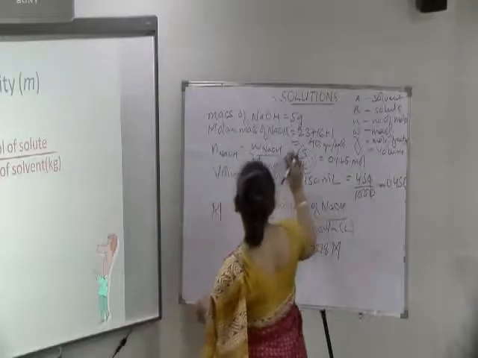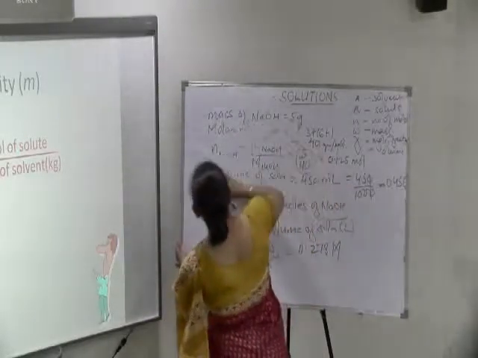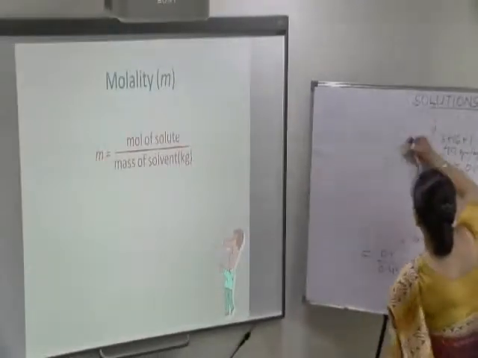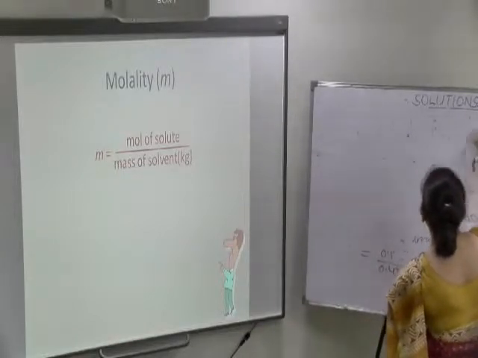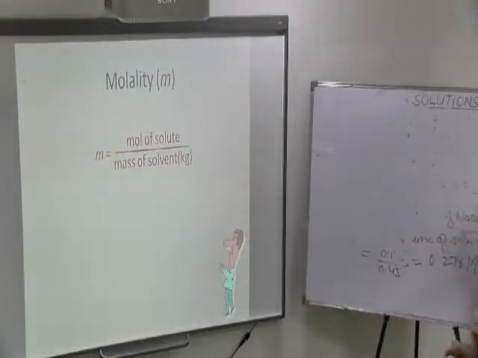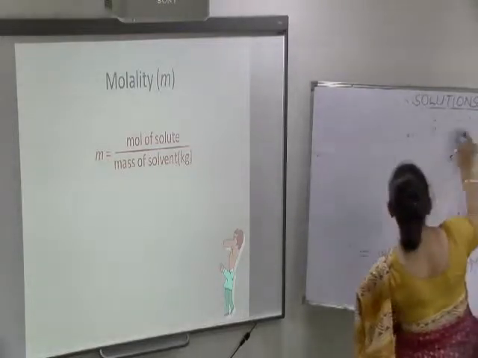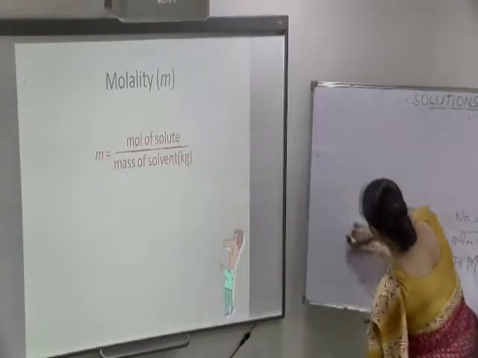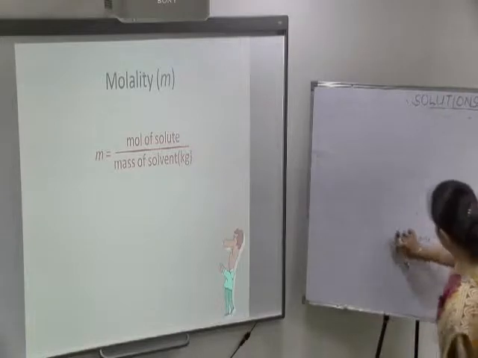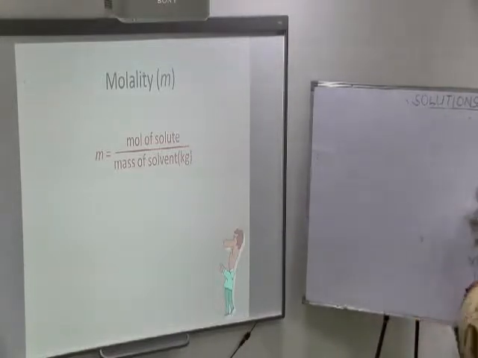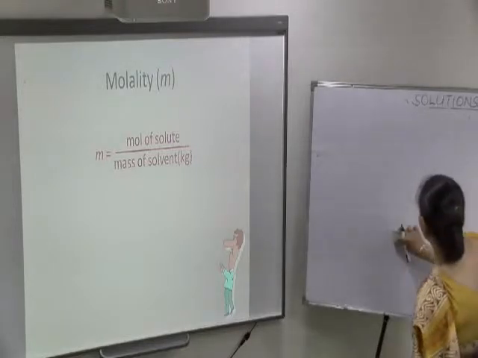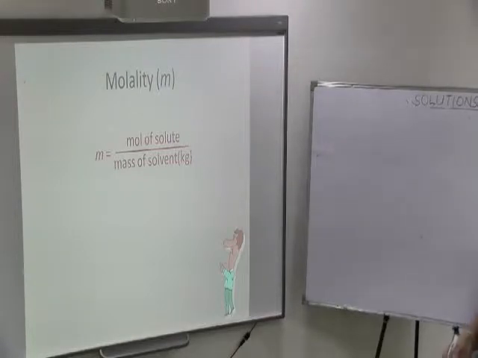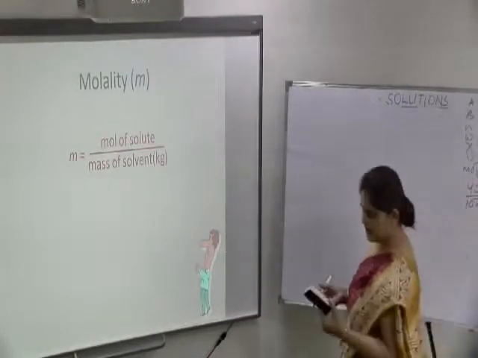Let's come to the next method, which is molality. See, when we talk about molality, there's a very slight difference between molarity and molality. The drawback of expressing the concentration in terms of molarity was that it is temperature dependent, and hence with the change in temperature the value of molarity changes. Whereas in case of molality, it is given in terms of mass, not in terms of volume. That means it is not temperature dependent, and hence normally we prefer giving the concentration in terms of molality.